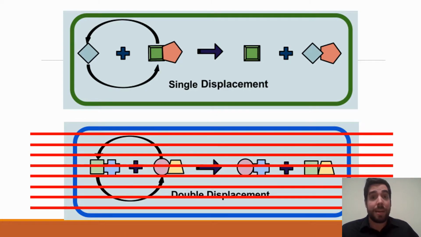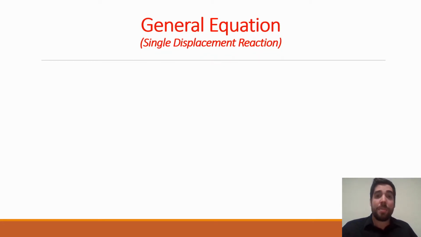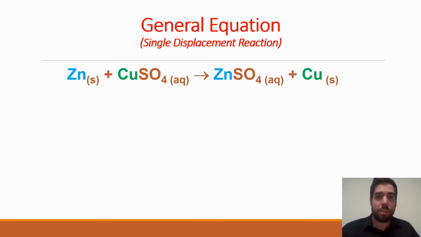All right, so to summarize and give a more simple equation that we can use for displacement reactions, specifically single displacement reactions, let's take a look at a previous example and break it down a bit. So we now know that a solid zinc metal will displace a copper metal, forming a new compound of zinc sulfate and leaving the copper to form a solid.